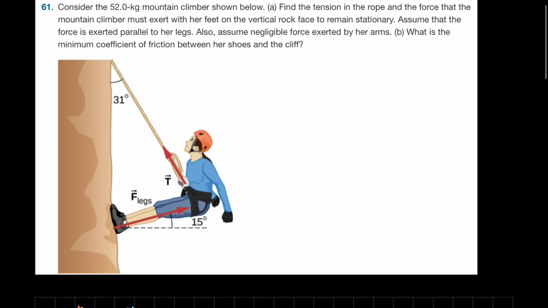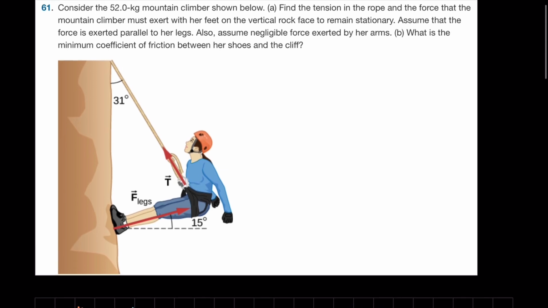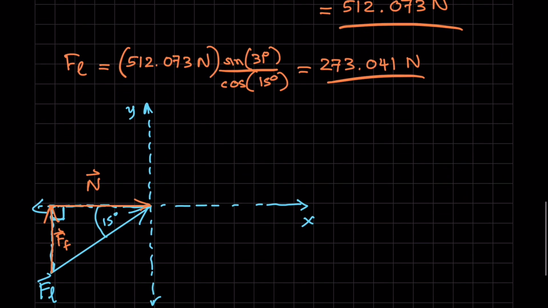So in this case, there is friction. Just pay attention. Part B can be a little confusing because you really have to think about what FL really is. Once we know that, it becomes more straightforward. The force of friction is just the vertical part of FL, which is FL sine of 15 degrees.